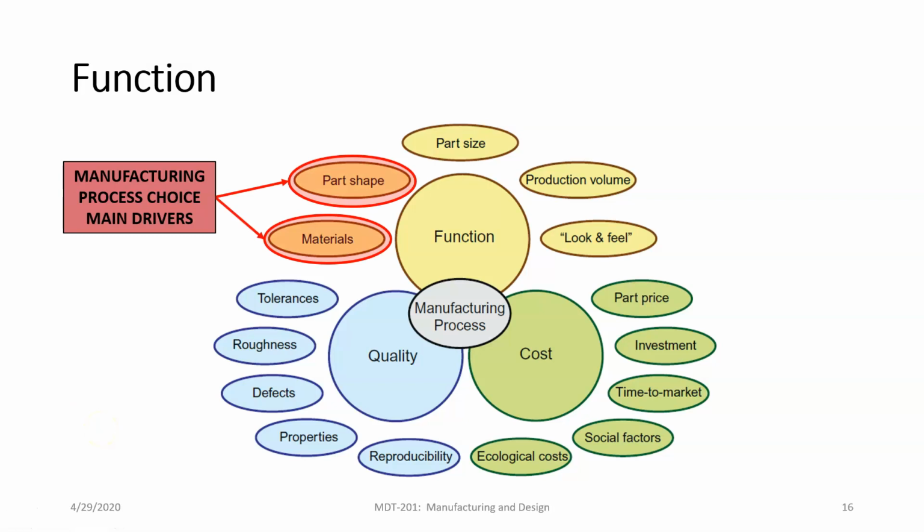The two main drivers here fall under the function attributes, and that would be part shape and materials. Part shape has to do with the complexity of the part, whether the part is a complex three-dimensional shape with features in all different directions and all different planes, or whether it's what they would call a 2.5 dimensional part, where it has a two-dimensional shape, but then it's basically an extruded part. So it's what we call in the CAD world 2.5 dimensional.